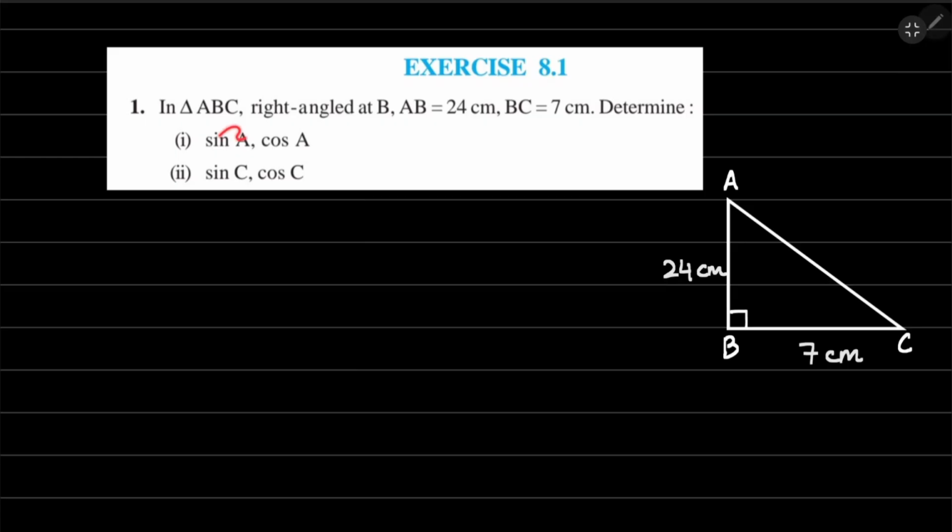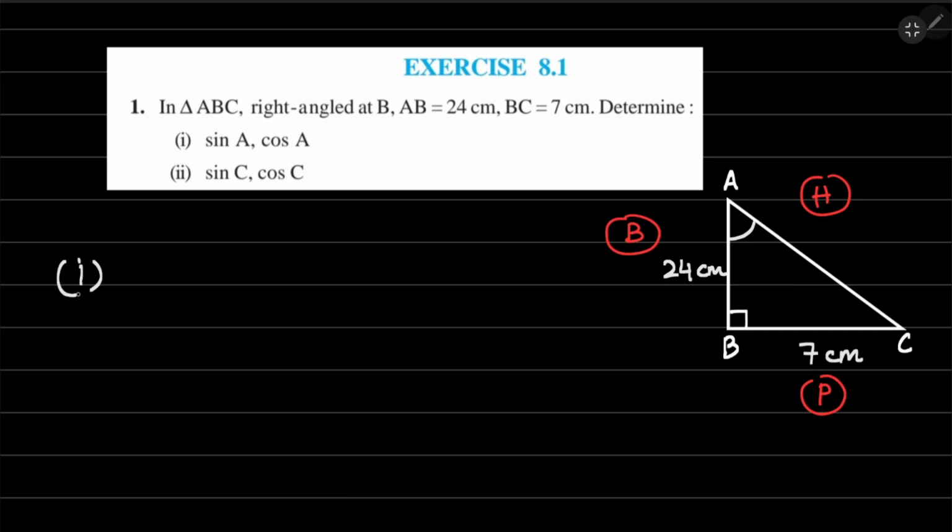So what do you mean when you say sin A? That means the reference angle is at A. So this is your angle A. Angle A is your reference angle. The side which is right in front of your reference angle is your perpendicular. The side which is right opposite to your 90 degree happens to be your hypotenuse. And the third side is your base. So this is with respect to A as your reference angle, because you have to calculate sin A and cos A. So let's do the very first question.